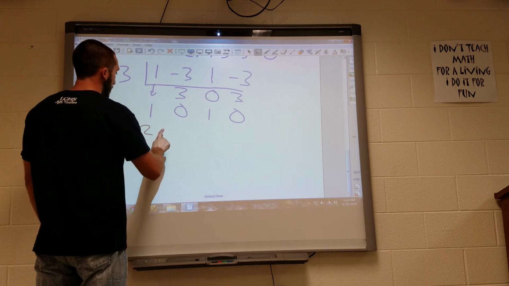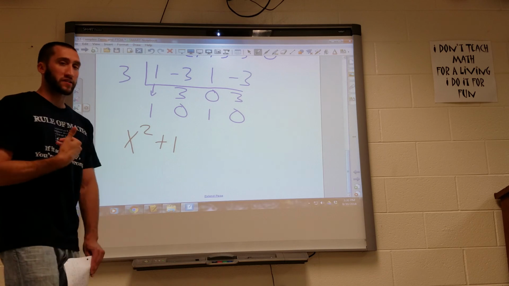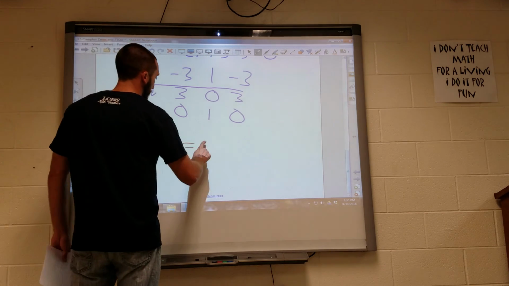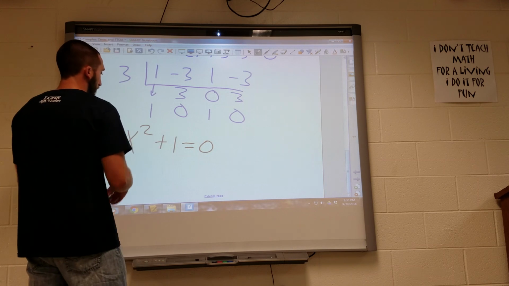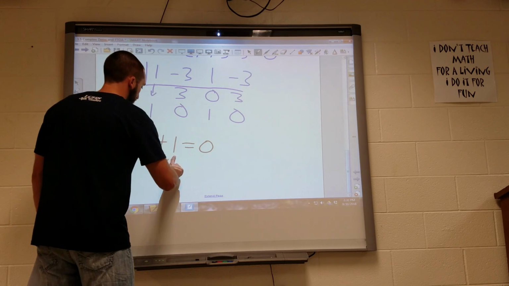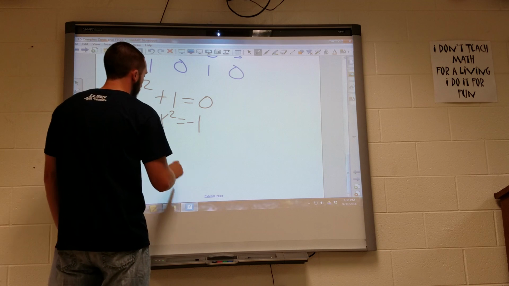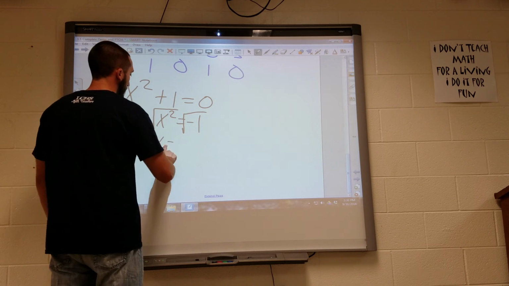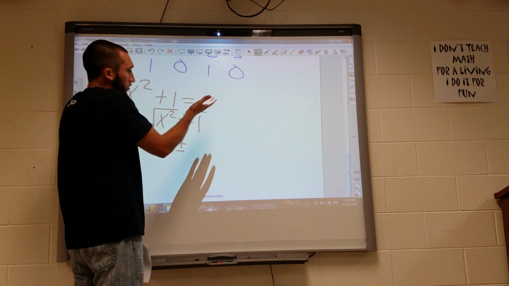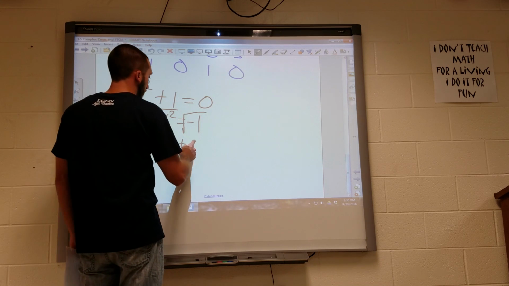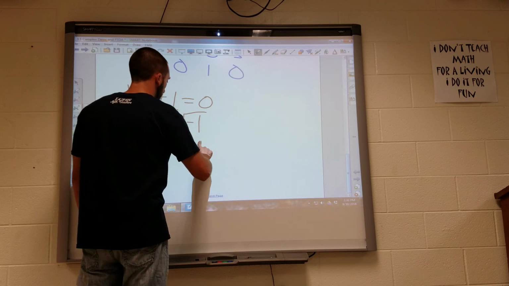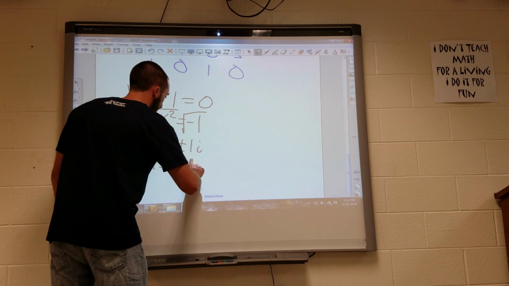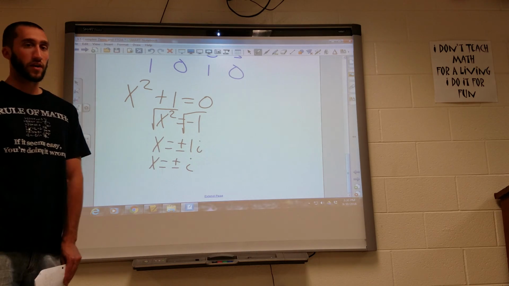x squared plus 1. Well, x squared plus 1 is not going to factor, right? And if we know x squared plus 1 is equal to 0, so to solve for x, we get x squared equals negative 1. Take the square root of both sides. So we get x equals plus or minus the square root of negative 1, which is just 1i, which we can also just write as x equals plus or minus i. Right? No reason to write the 1.